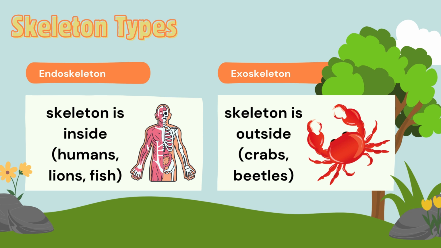Okay, animals move and are supported in different ways. Some have bones like we do, others have a hard outer shell, and some just use water pressure inside their bodies. So we have an endoskeleton and an exoskeleton. Endo sounds like enter, so in. The skeleton is on the inside, like for humans, lions, and fish. The exoskeleton, exo, sounds like exit, so outside of the body. The skeleton is on the outside, like for crabs and beetles.